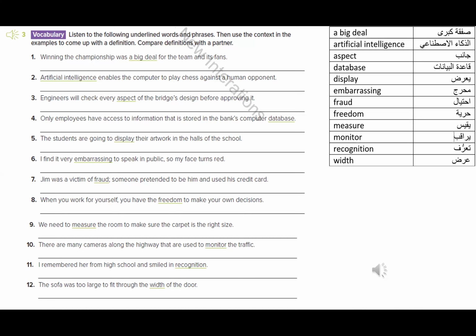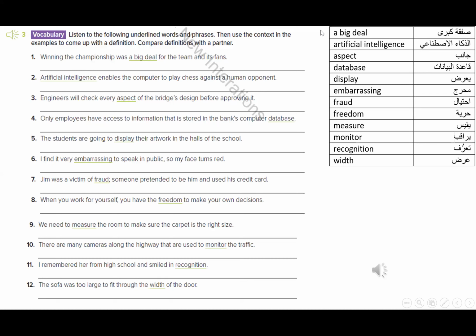Width. Some students ask why I play the listening for vocabulary twice. You have to read words properly. You have to pronounce them correctly, so they stick in your mind and you can memorize these words and use them again. When you recall them, it will be easier for you. So let's listen to the audio again.